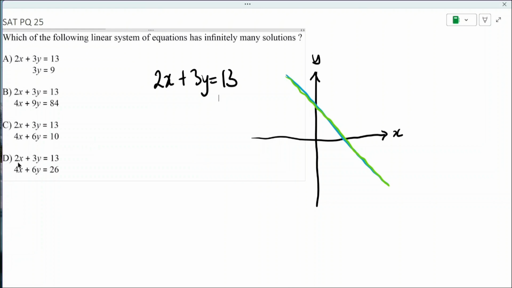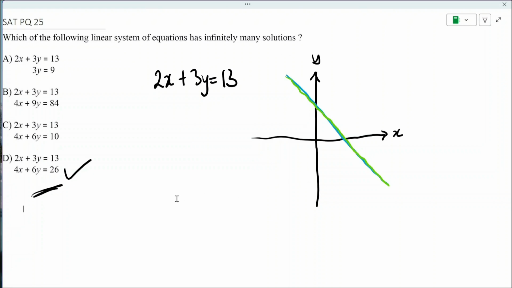Let's go to D. The coefficient of x here is 2. The coefficient of x here is 4. You multiply 2 by 2, you get 4. You multiply 2 by 3, that's the coefficient of y, you get 6. You multiply 2 by 13, you get 26. This is the right option. D is the right option, because this is still the same as this. If you divide this second equation by 2 or multiply it by half, you get equation 1 back. That's how you know a system of equations has infinitely many solutions.